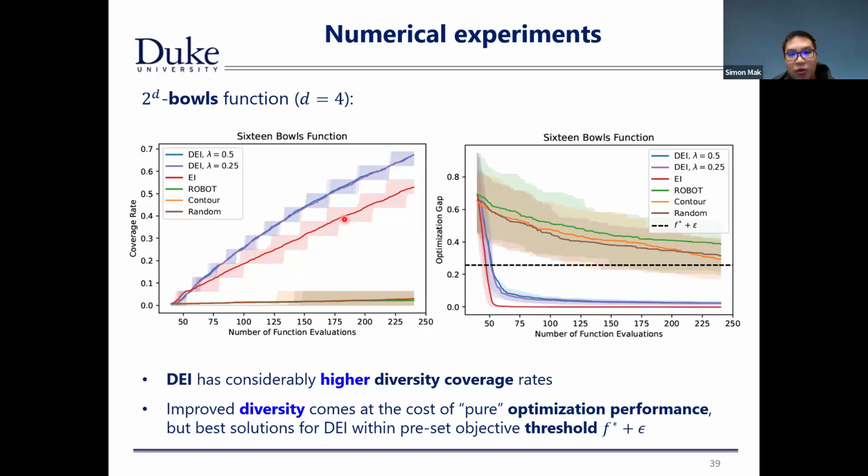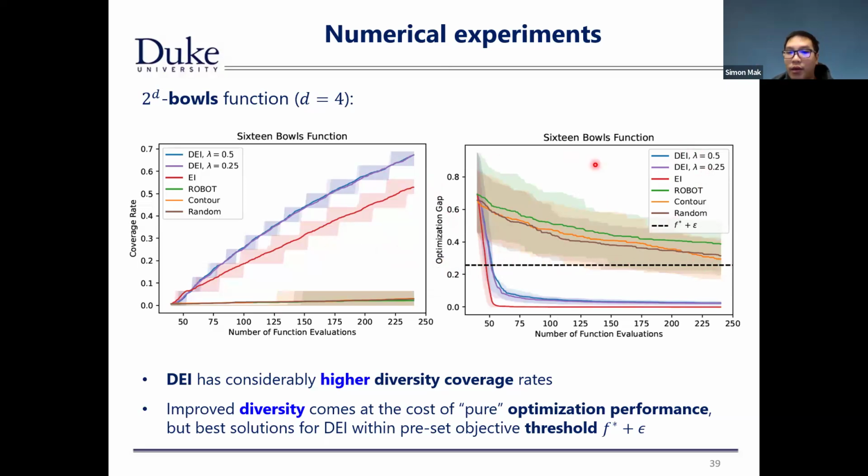But in fact, what we're able to show here is that this comes at a trade-off. On the right-hand side, we plot on the y-axis the pure optimization gap. So in this case, we're just trying to gauge how well we optimize that problem in terms of the best solution, the pure optimization gap. And we're going to compare this with all of the methods. And dotted right here is the objective threshold that we're trying to reach, the F star.